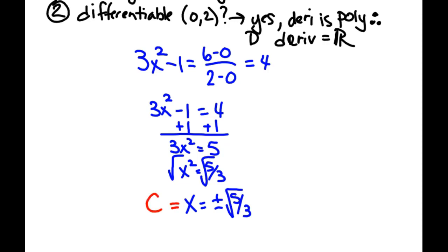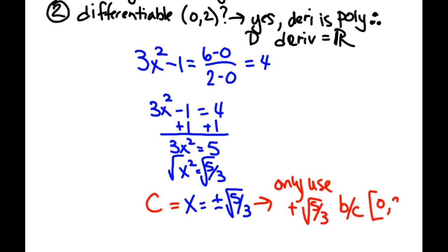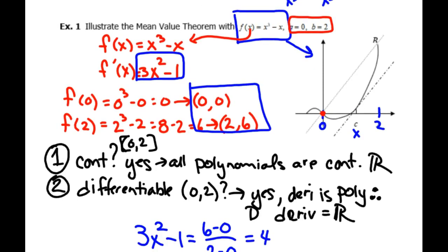Which ones do we use? Only use the positive square root of 5/3 because we have to be between 0 and 2. And if we go back up here, this c value right here, this is the square root of 5/3. That is where I have tangent lines that are parallel.